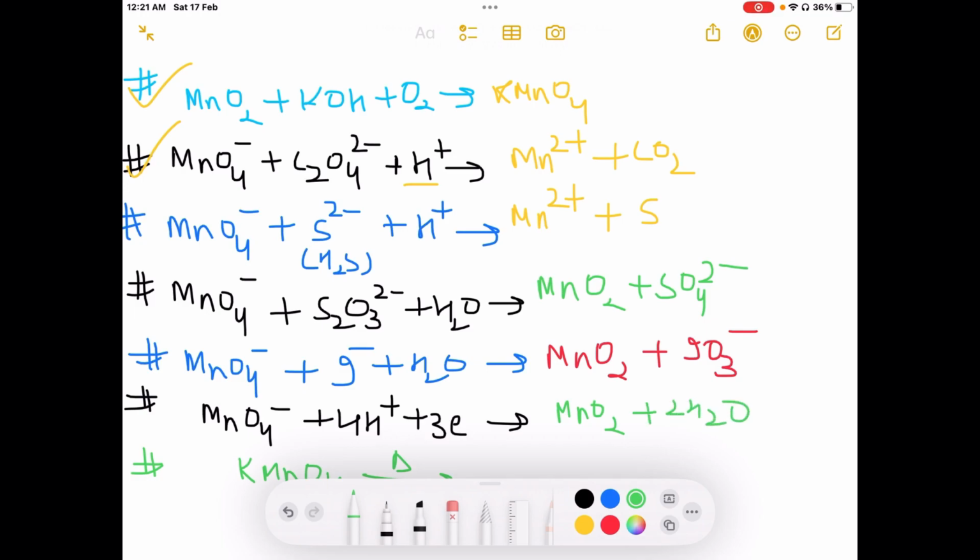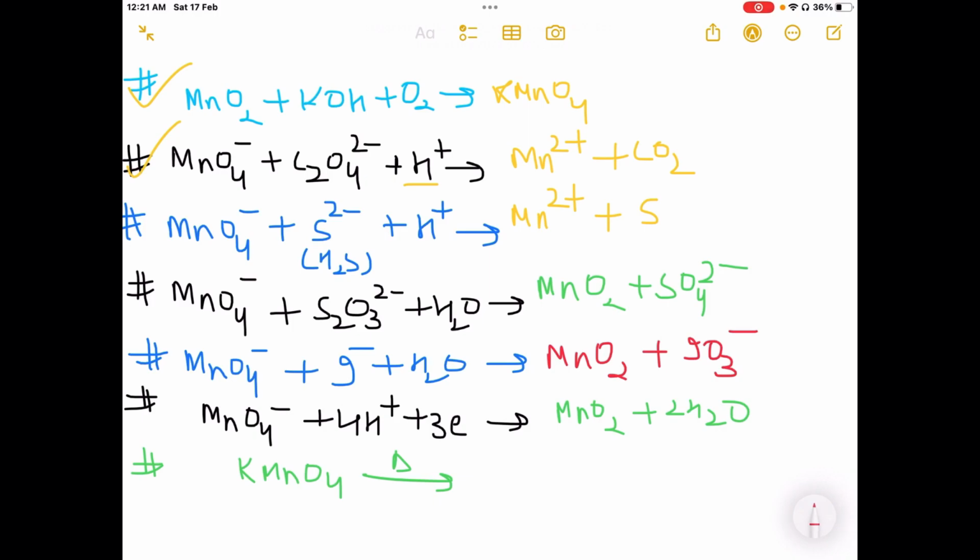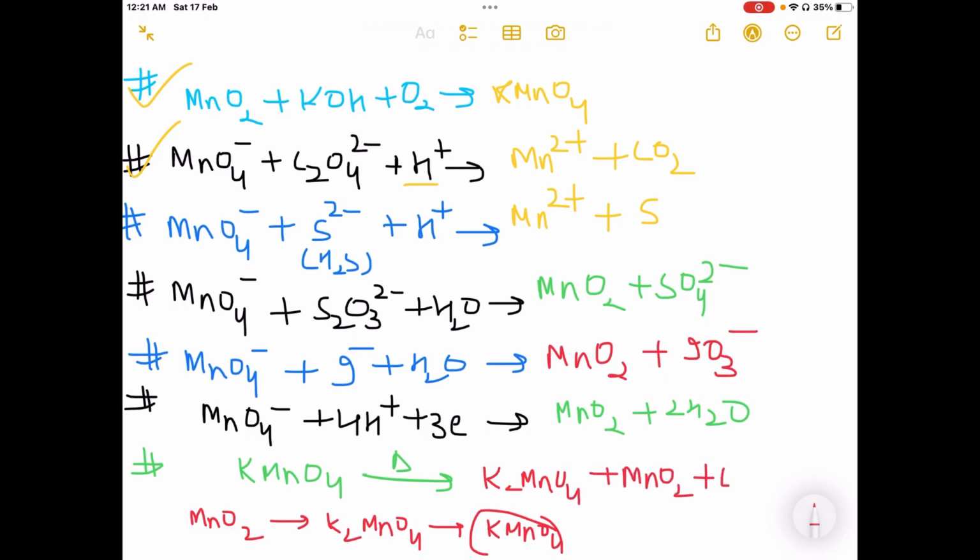And the last reaction is about decomposition of potassium permanganate. For this, if you just recall what we did during the preparation of potassium permanganate, MnO2 changes into K2MnO4, K2MnO4 changes into KMnO4. So what we do here is simply reverse the reaction. This KMnO4 on decomposition gives K2MnO4, MnO2 plus oxygen.